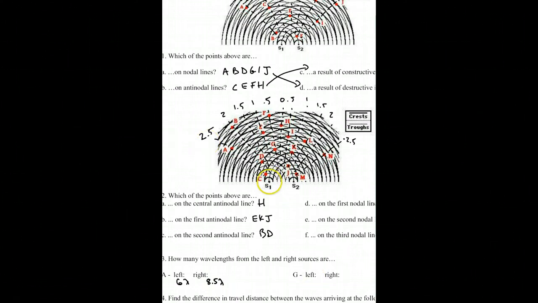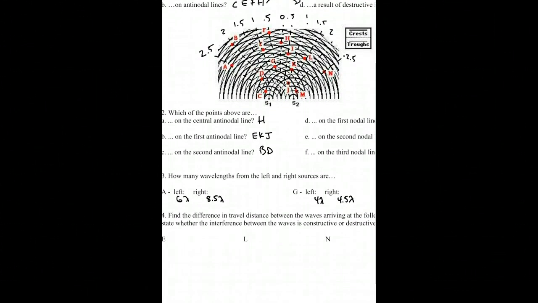So let's look at G. 1, 2, 3, 4 from the left. 1, 2, 3, 4 and a half from the right. And it is on the 0.5 line, so we definitely expect that that would be the case.